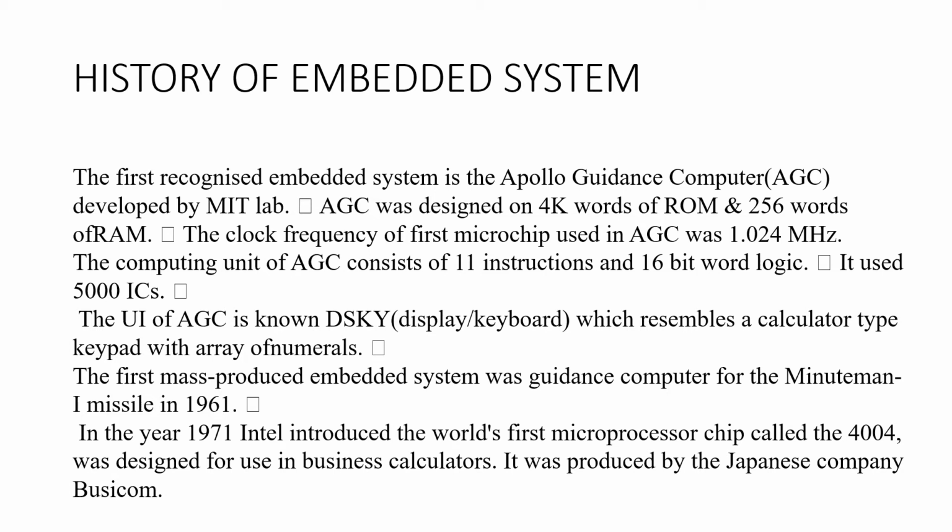Then slowly they increased their applications in computing languages, and used them in ICs. They also used them in display keyboards, and in calculator type keyboards with an array of numericals. If you see a railway station, you will have a train number, right? If you observe the train number letters, they are purely digital, right?